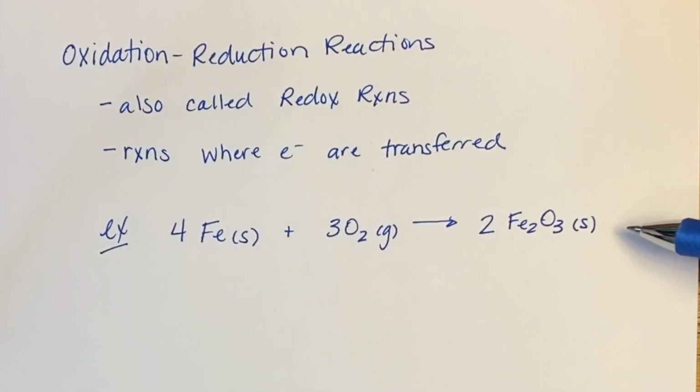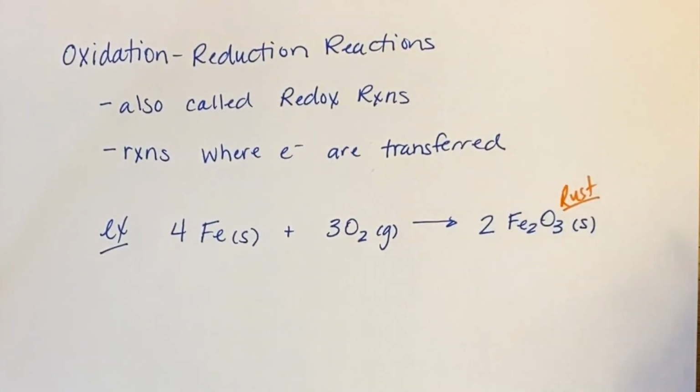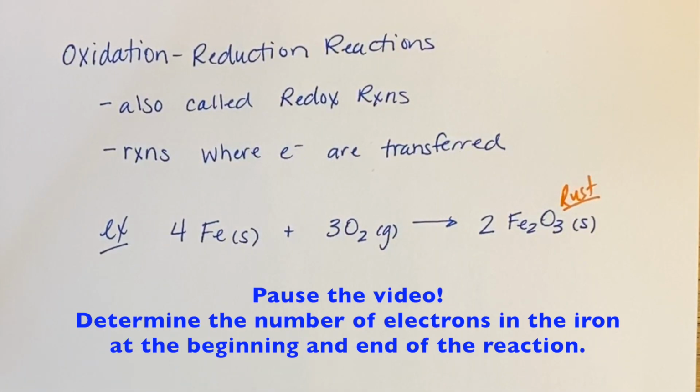As an example, here's the chemical equation of rust. This reaction takes 4 moles of iron in the presence of 3 moles of oxygen gas to make 2 moles of iron 3 oxide. Iron 3 oxide is rust. Pause the video and determine the number of electrons in the iron at the beginning of this reaction and the iron at the end of this reaction.